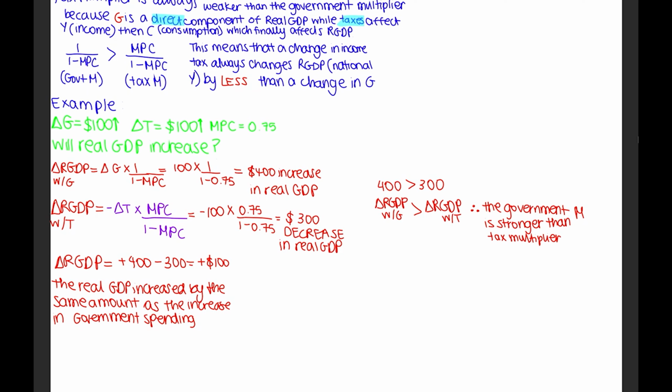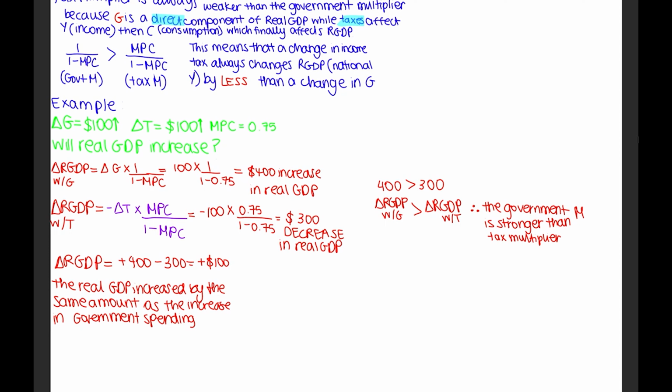Because if government spending increases, real GDP increases. They have a direct relation. Then the change in real GDP with taxes is minus change in taxes times MPC over 1 minus MPC. So minus change in taxes times the tax multiplier, which causes a $300 decrease in real GDP because when taxes increase, real GDP decreases. They have an inverse relationship. So the change with the government spending is greater than the change with taxes because the government multiplier is always going to be stronger than the tax multiplier.